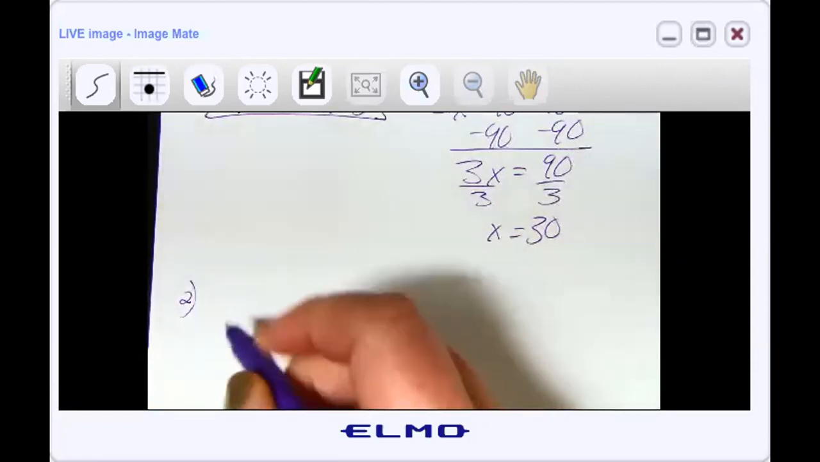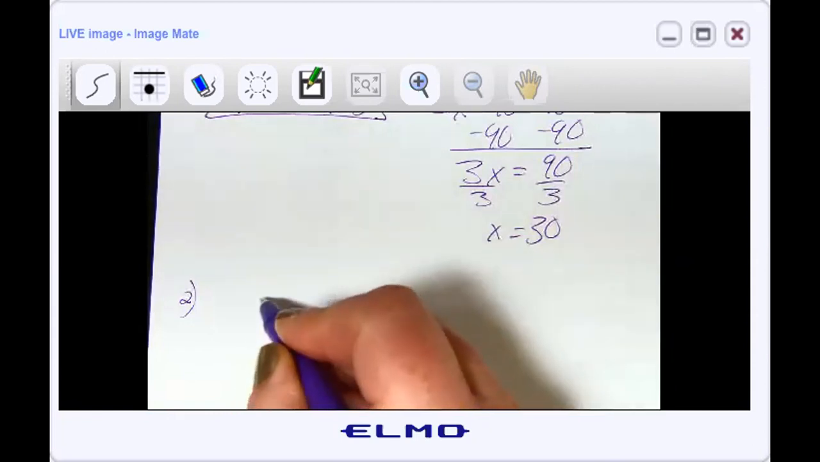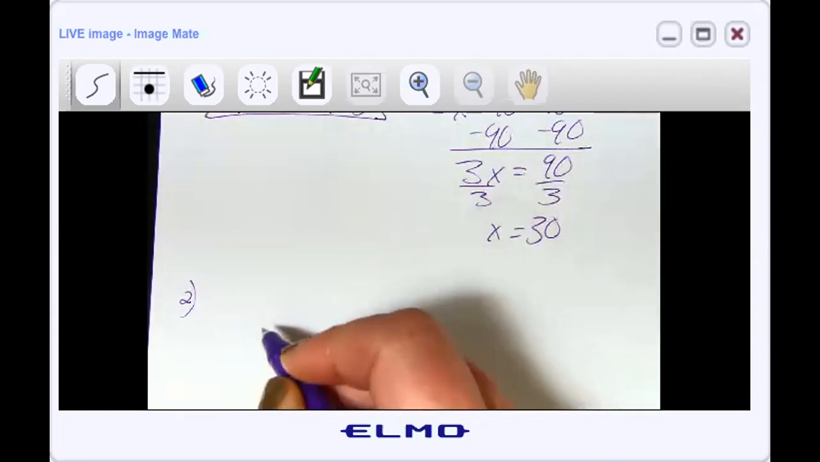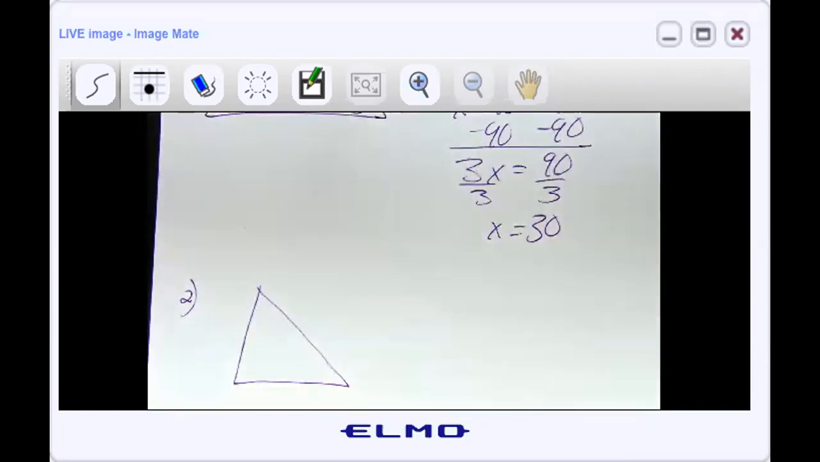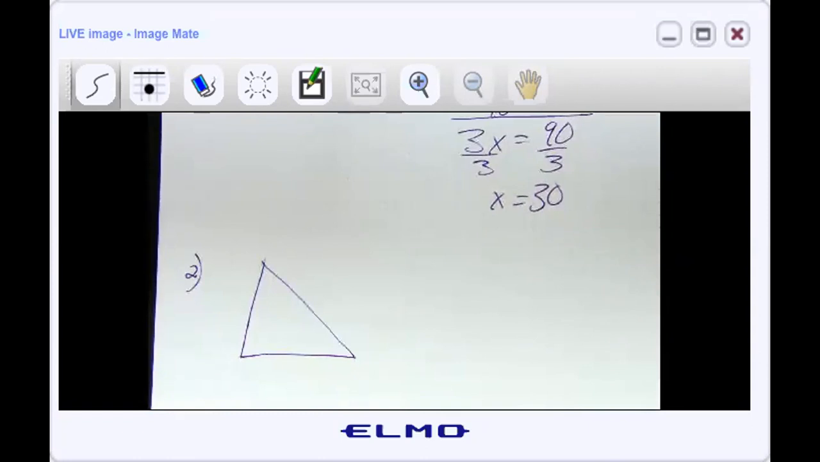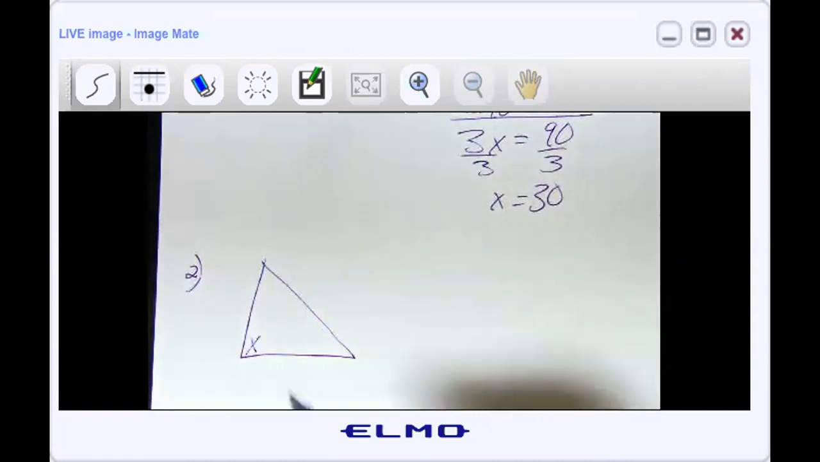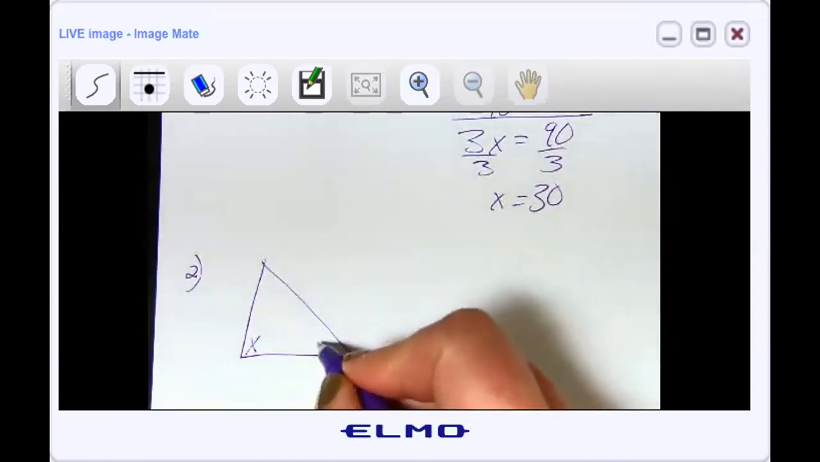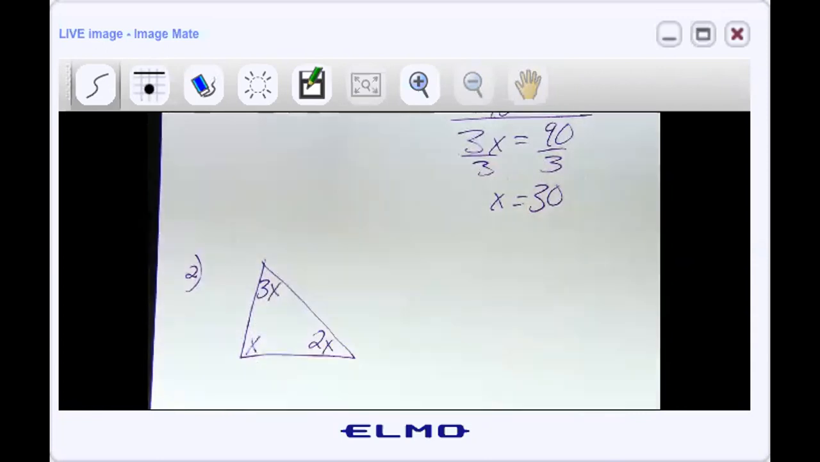What if this time I gave you, also, you never go off of looks, ever, ever, ever. So even if I draw a triangle like that, that looks like that's a 90 right there, if I don't mark it as a 90, you don't know that it is. So in fact, I'm just going to mark it as an X. I have no idea what that's going to come out to be. And let's mark this as a 2X and let's mark this as a 3X. See what happens.